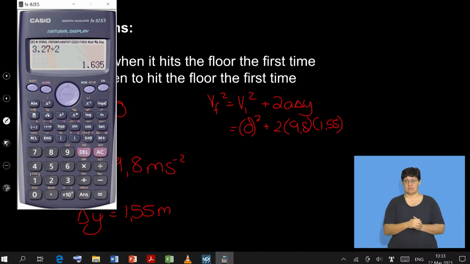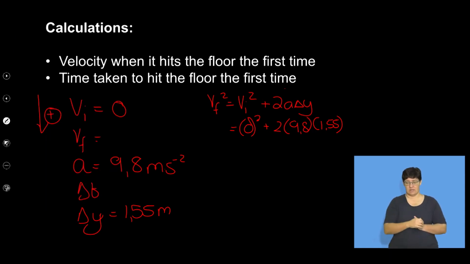So we've got, let's just get rid of that. The 0 we don't need to worry about. So we have 2 times 9.8 times 1.55. That gives me 30.38, but I'm going to need to square root it. So now I'm going to take the square root of that answer. And, oops, we get 5.51. That's what I'm going to use. So my final velocity is 5.51 meters per second down.